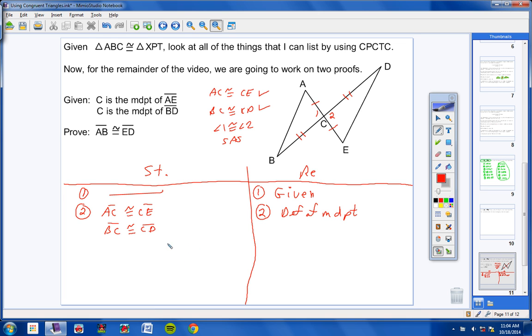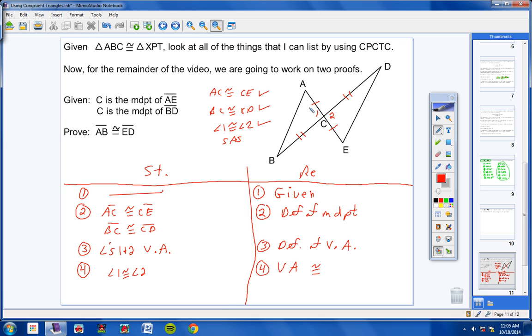Now let's work on angles 1 and 2. So first of all, I've got to state they're vertical angles. Angles 1 and 2 are vertical angles. The reason would be definition of vertical angles. Now, moving on to number 4, I can now state that angle 1 is congruent to angle 2 because vertical angles are congruent. Pretty simple. All right, so check that off.